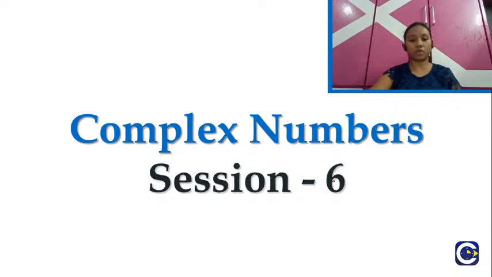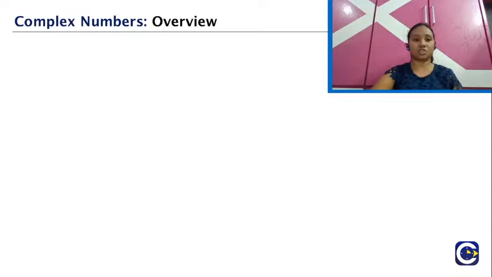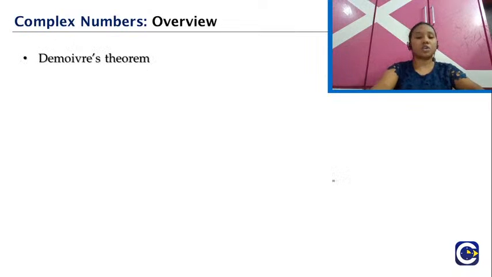We'll have a quick overview of our previous sessions of complex numbers as well as today's session. The first one is De Moivre's theorem. For this, we have seen the statement, and for each of the cases we have seen the derivation: when n is a positive integer, a negative integer, and a fraction. We discussed the statement along with the proofs in detail.